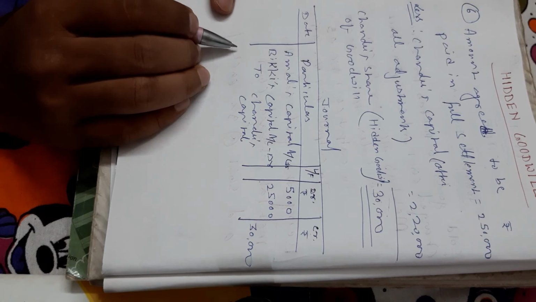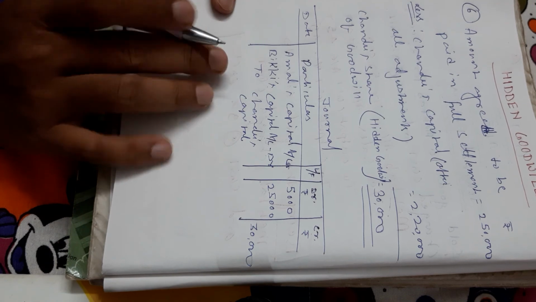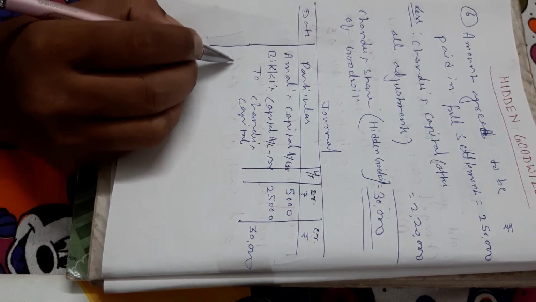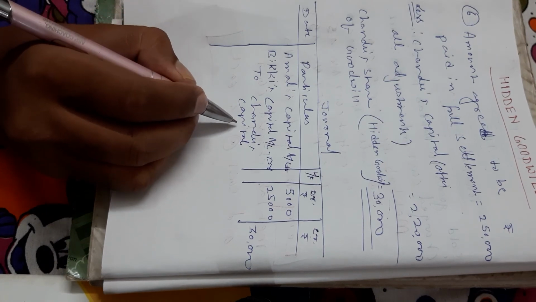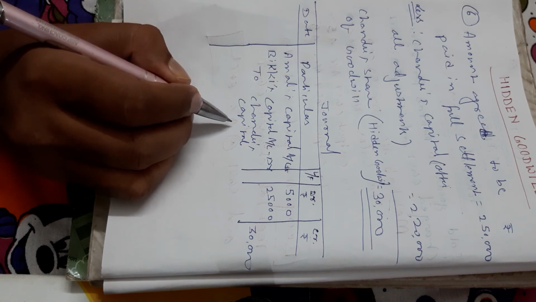Okay, right. So you will write the narration also. Being Chandu's share of goodwill adjusted to the capital accounts of Amal and Vicky in their gaining ratio of 1:5.